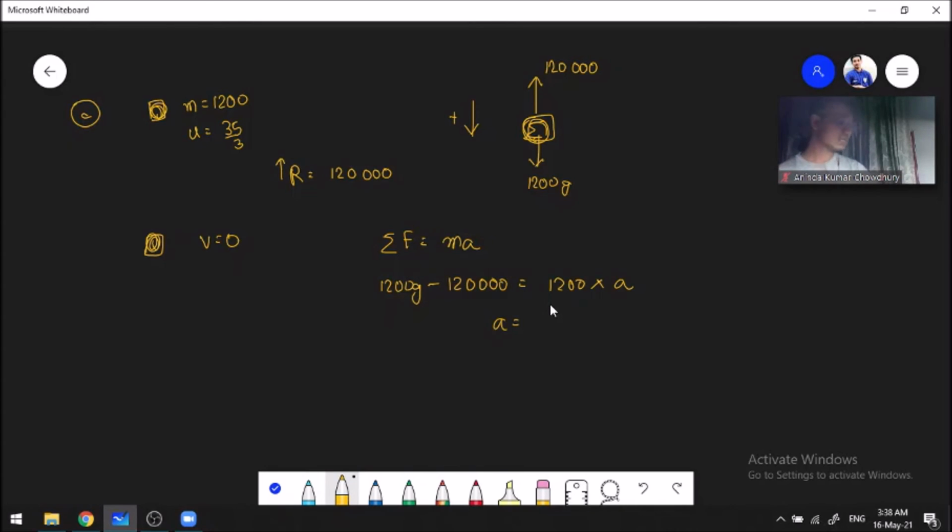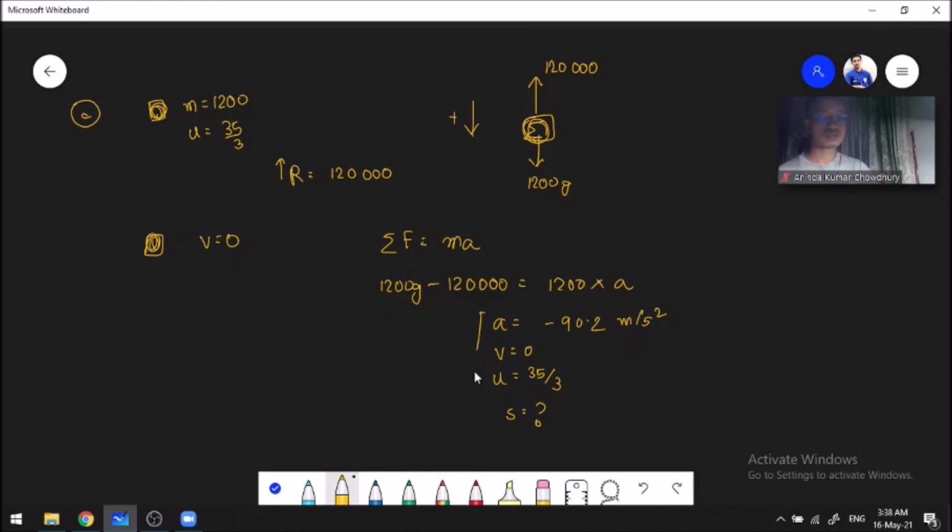So our acceleration has a value of minus 90.2 meters per second squared, and this is definitely supposed to be negative because this entire thing should be decelerating. Therefore, the acceleration has a negative sign. Now we know the acceleration, we know the final velocity, that is 0, we know the initial velocity, that was 35 by 3. We want to know how far it goes, that is s.